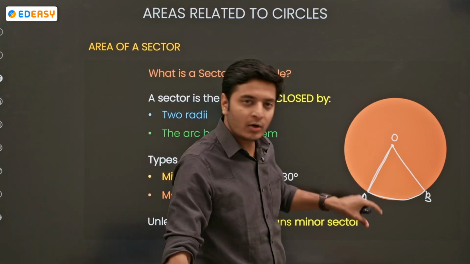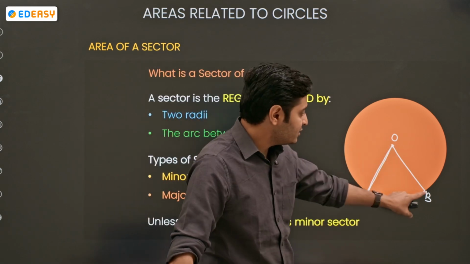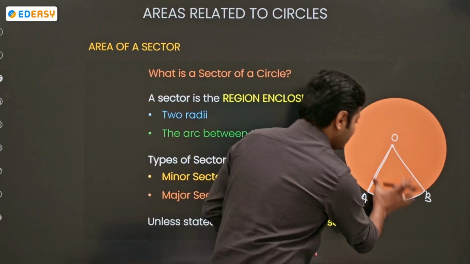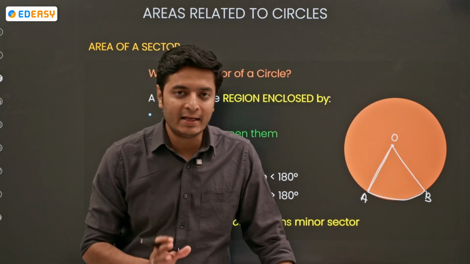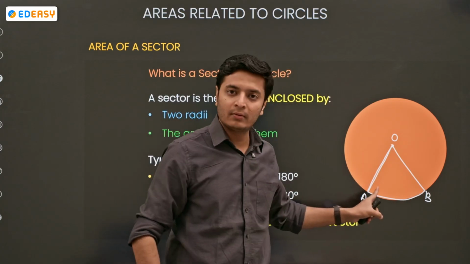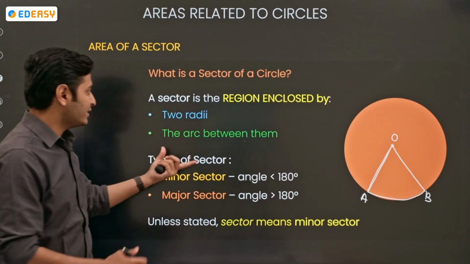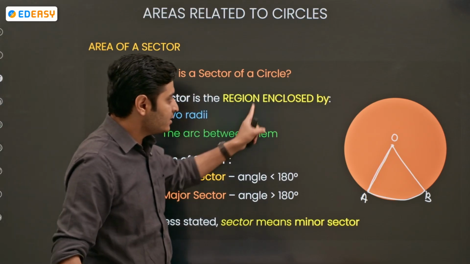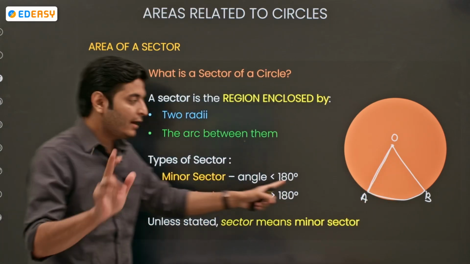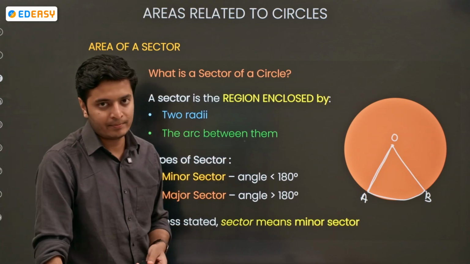So OA is what? Radius. Same we can say for OB. OB is also a radius. So this sector is nothing but the area enclosed between two radii and this is what? Arc. Same is written here. A sector is the region enclosed by two radii and the arc between them.